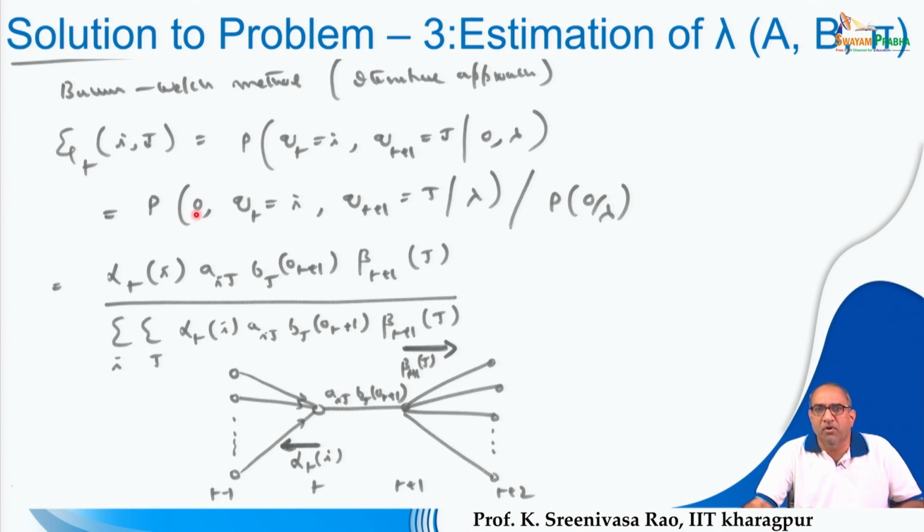And here the joint probability of the observation sequence and the system being in state i and j at time t and t plus 1, given lambda, divided by P of O given lambda. That means, there is no restriction at all. The system can be in any state at time t and any state at time t plus 1. It is nothing but P of O given lambda. So, here we are just imposing the constraints at time t and t plus 1, such that the system should be in state i at time t and in state j at time t plus 1.